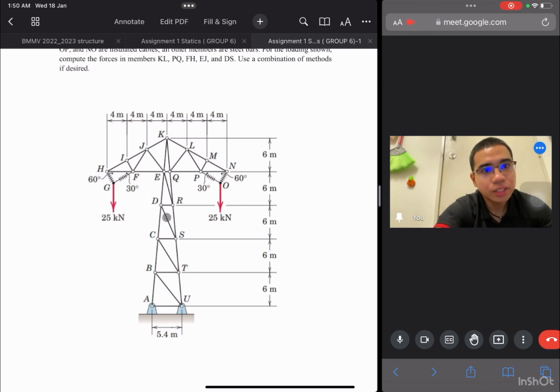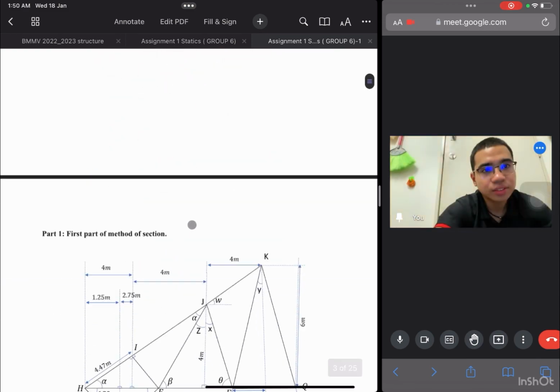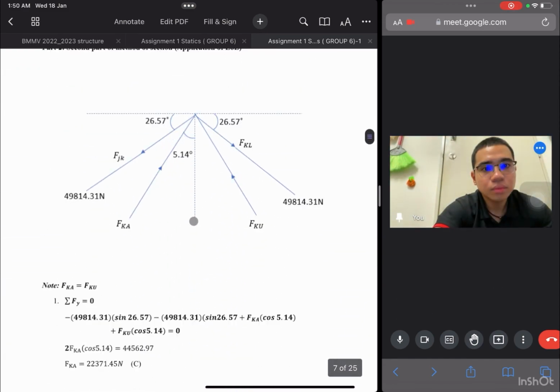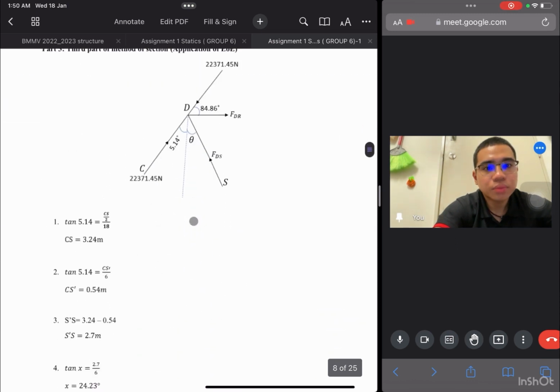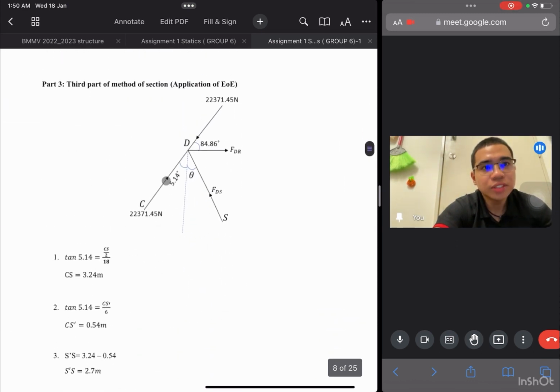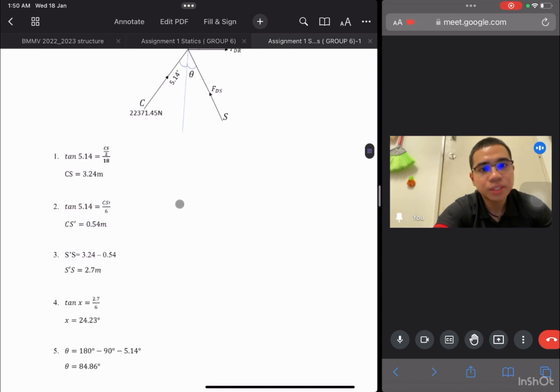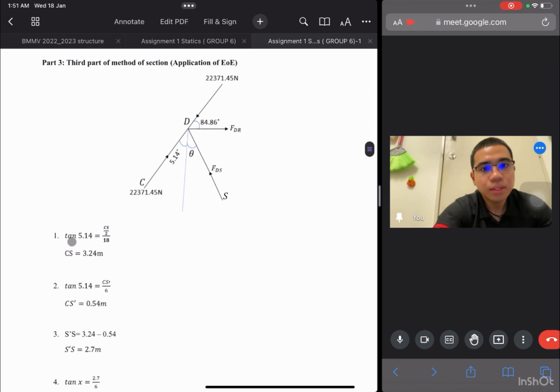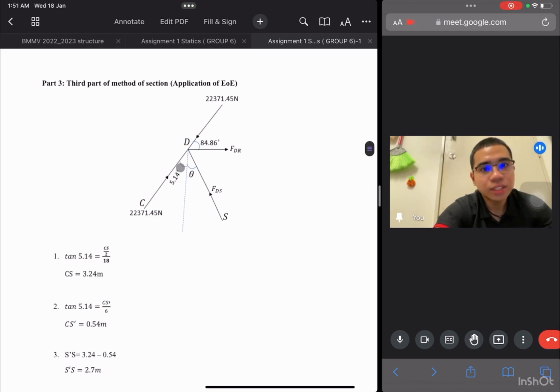So we will find DS with the force from here. We can use the force to find DS. First I will start finding all the angles, not the length, just the angles. So this is the angle 5.14.